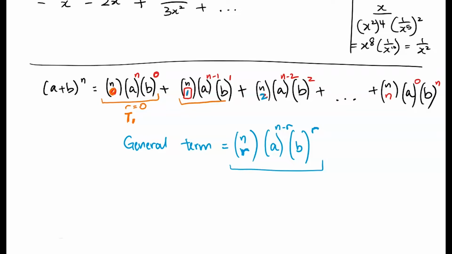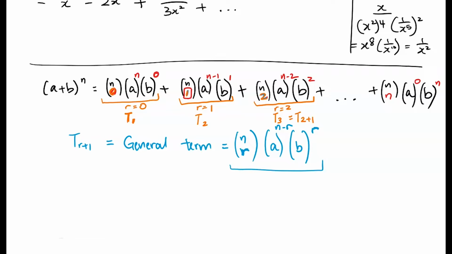Now if you look at the second one, here my r is equal to 1. And this is the second term, T2. You look at the third one. Here my r is 2. So r is equal to 2. And this is the third term, T3. So if you compare the term number, you see that it's always 1 bigger than r. For instance, this is T3. And 3 is actually really just 2 plus 1. Therefore, we can just call the general term the r plus 1 term.